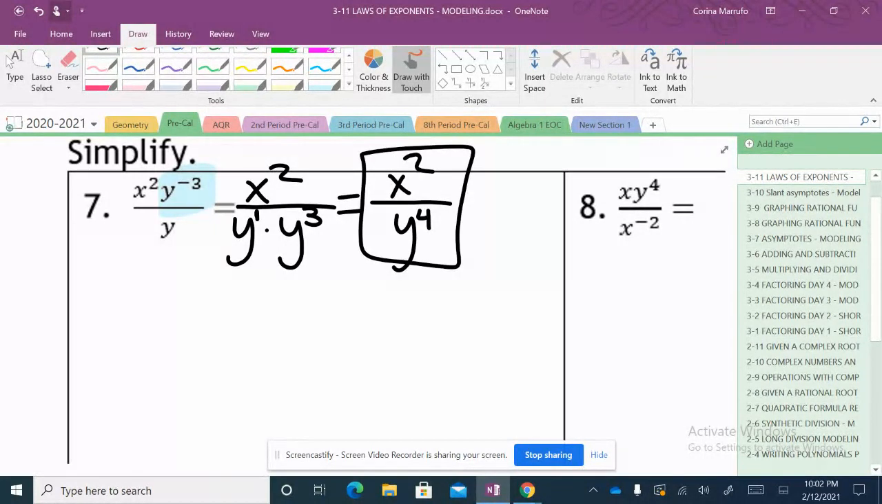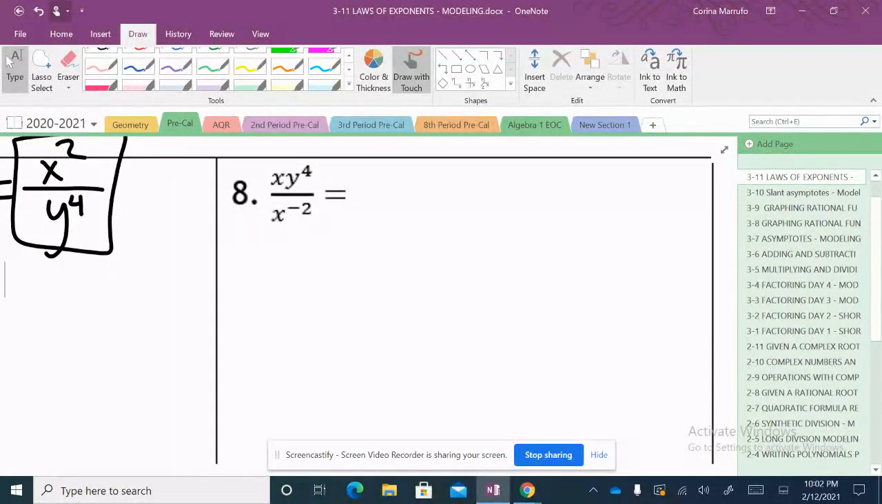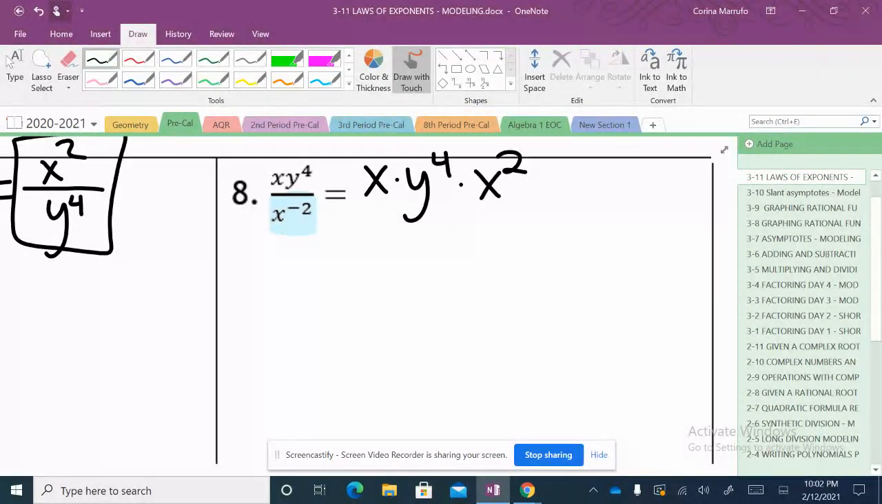All right, the next one, xy to the fourth, and then on the denominator, we do notice that x is to the power of negative 2. So that just means it's in the wrong location. So we have xy to the fourth power. We're going to move it to the top with the x and the y to the fourth power, and it's to the second power, and it'll be positive. We simplify, this is x to the first power and x squared. When we combine them, it gives us x to the third, y to the fourth.